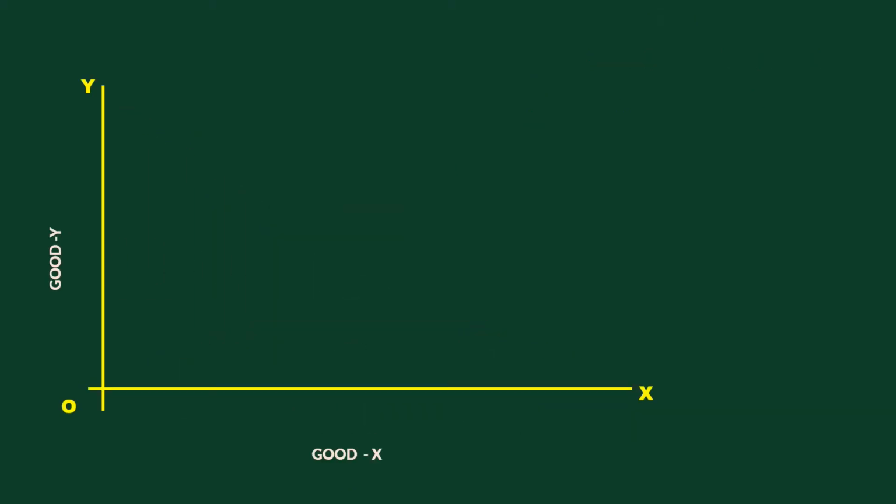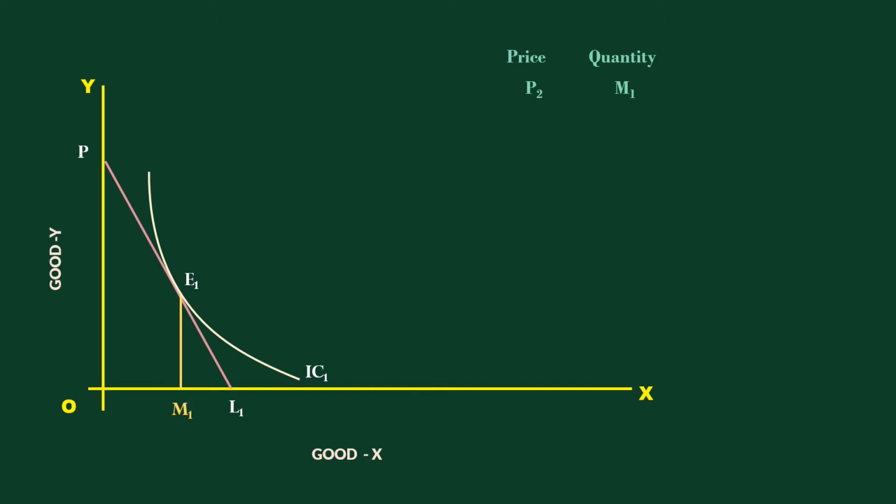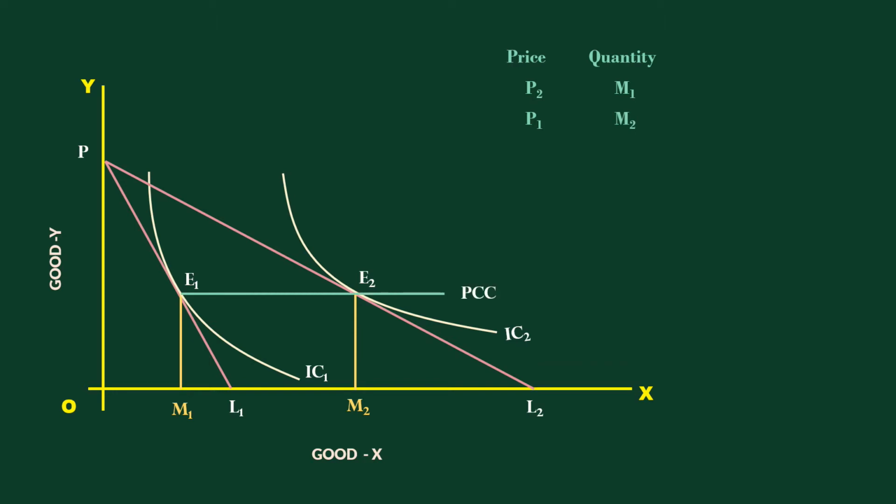Look at this graph. PL1 represents P2 price, a higher price. Consumer buys M1 quantity of good X. The price falls to P1. The new price line is PL2. The consumer buys M2 units of good X. It is tabulated. Okay. Let us see how much total expenditure is incurred on good X at these two prices.